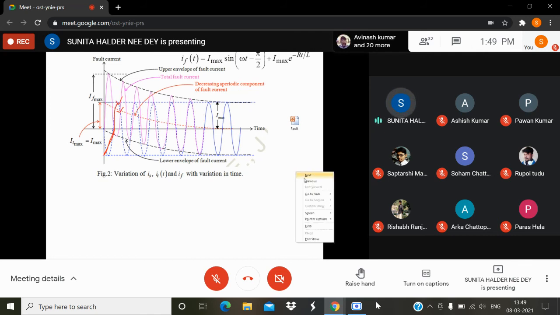So actually, during the initiation of a fault, there is the time up to which this transient component, the DC component, exists. Why DC component? Because it has only one direction. It is called the DC component or the aperiodic component. Why aperiodic? Because it is making the system asymmetrical.